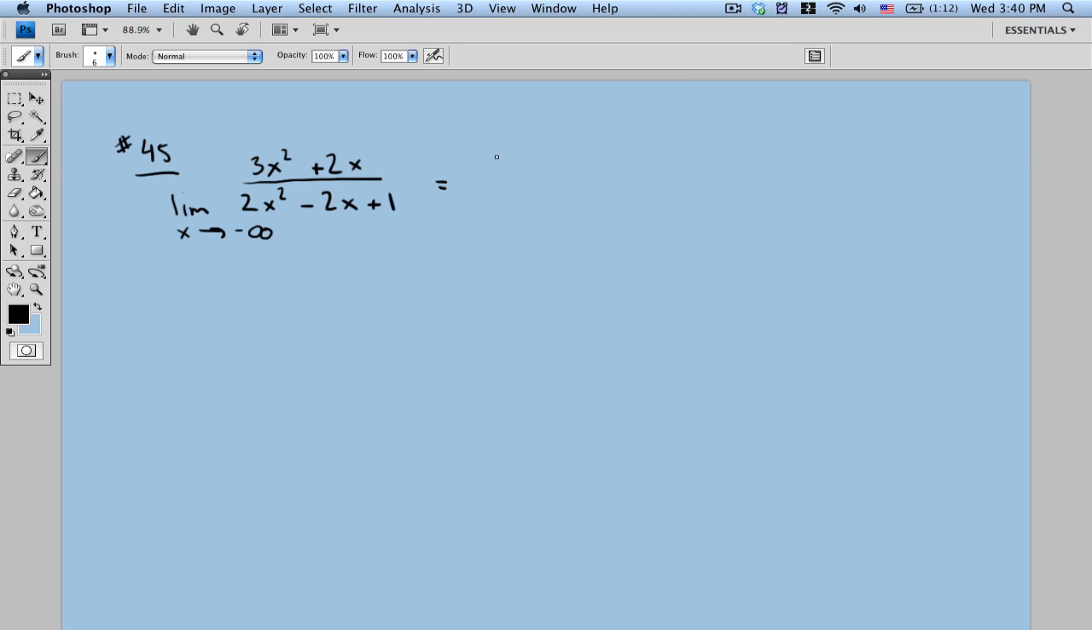So we've got x squared. So we're just going to divide everything through by x squared and see what we're left with. Okay, so we've got the limit as x goes to negative infinity of 3x squared over x squared plus 2x over x squared, all divided by 2x squared over x squared minus 2x over x squared plus 1 over x squared.